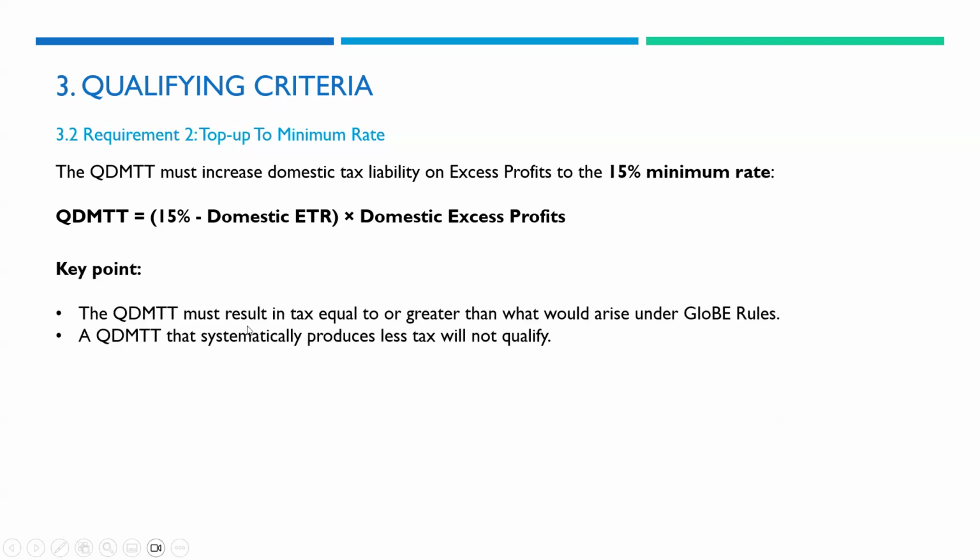Now, the key point is that a QDMTT may result in tax equal to or greater than what would arise under the GloBE rules. A QDMTT that systematically produces less tax will not qualify. So even if it is greater than the GloBE rate, say for example, instead of 15% you want to make it 25%, that's fine. That's up to you. They only ask for a 15% minimum rate. If you want to collect 25, go ahead. But the QDMTT should not produce less tax.